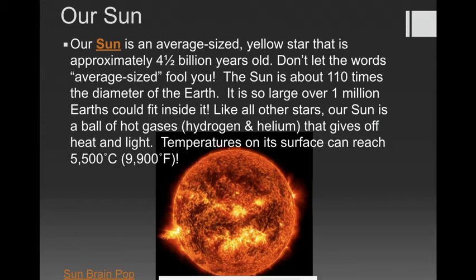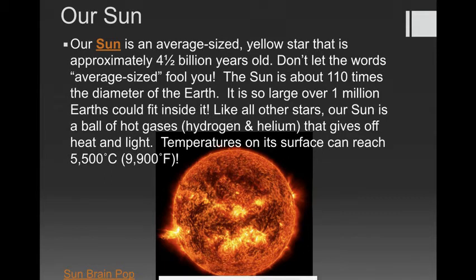So let's talk about the sun. Our sun is an average size yellow star. It's approximately, which means just about, 4.5 billion years old. Don't let average size fool you though. It's about 110 times the diameter of the Earth. So that means from one side to the other, if you were to go around it from the middle, it's about 110 times bigger than the Earth. It's so large, over 1 million Earths could fit inside of it.